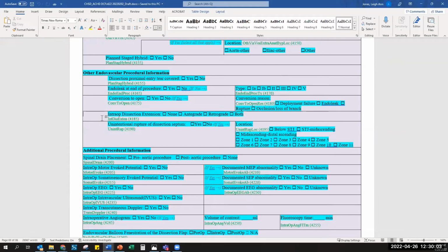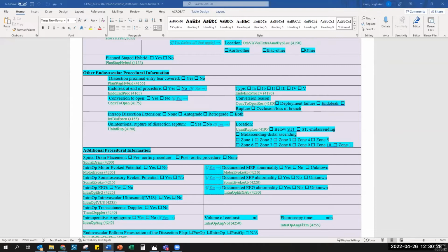Antegrade, which means downstream toward the descending or abdominal aorta, or retrograde, back towards the aortic arch or the ascending aorta? Or did it extend both ways, back and forward?